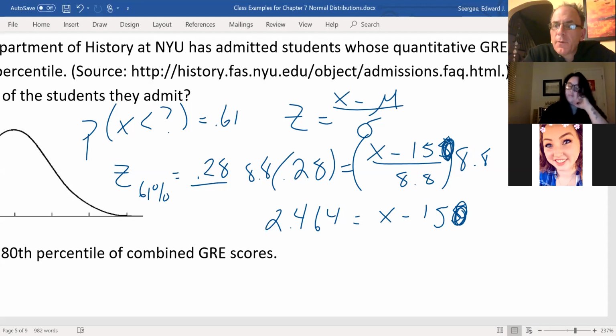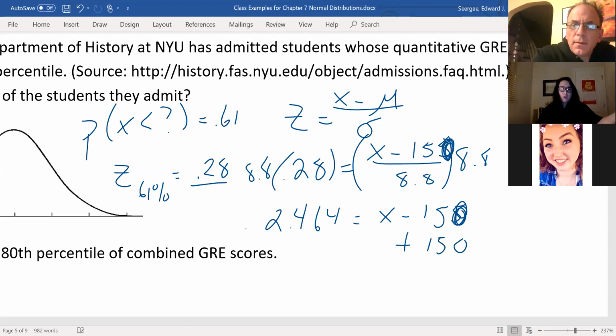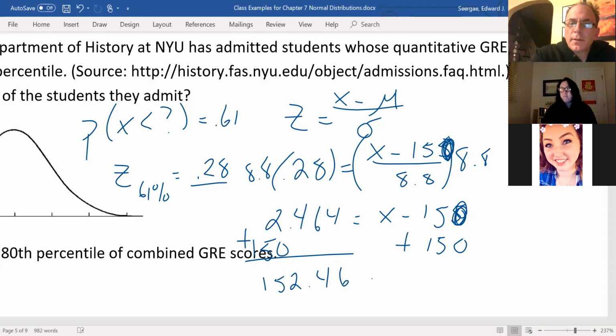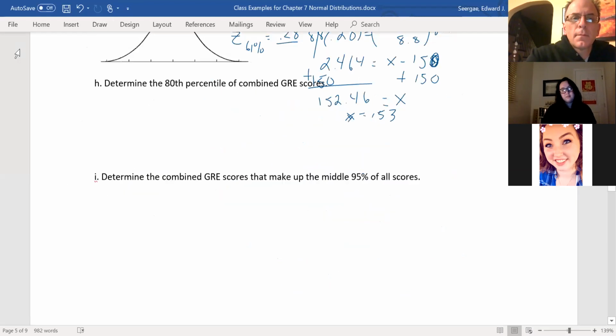Now, what's our last step then? How do you get rid of a minus 150? Plus 150. And we can see that x is equal to 152.46, which is what we got before. So we would round that up to about 153. That's it. That's how we could find it.